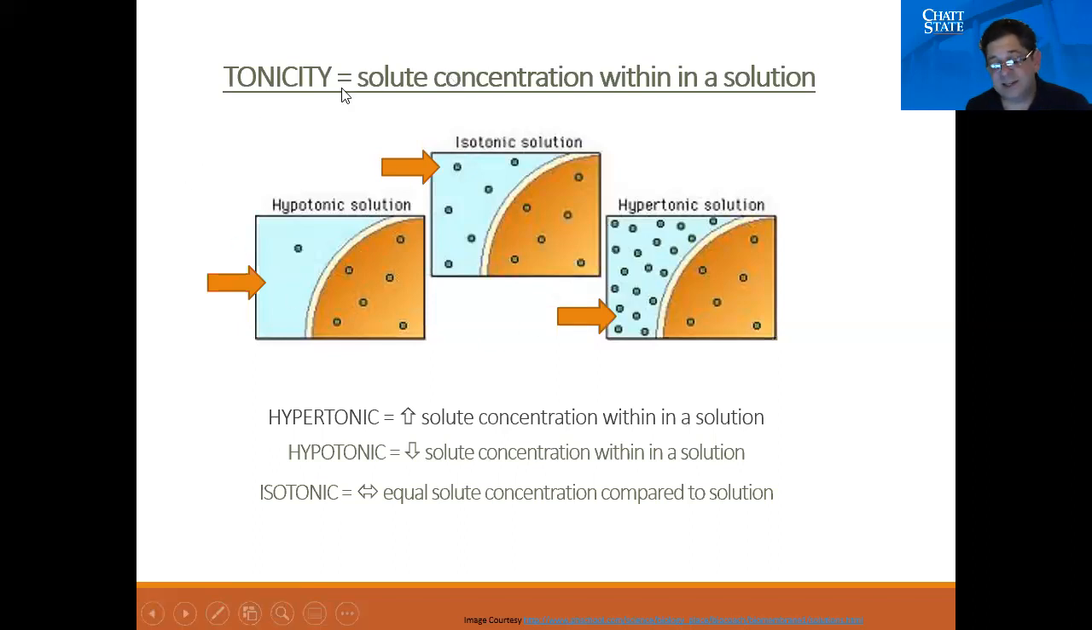Tonicity is an easy definition for it. The book may describe it differently, but this is the easiest way to describe it. Solute concentration within a solution. So think of tonic being solute, tonicity. The word hyper being increased, hypo decreased. Therefore, the word hypertonic means increased solute concentration. So which compartment has the increased solute concentration? The extracellular compartment, right? This one. Here's the high solute.